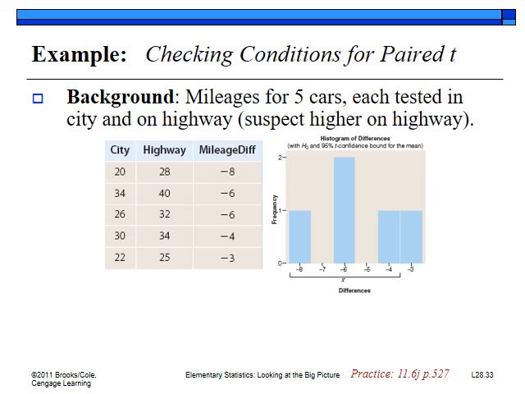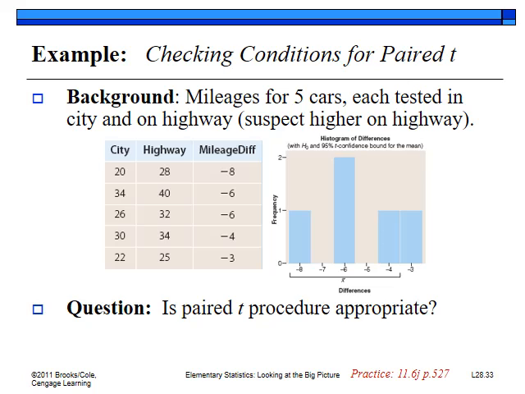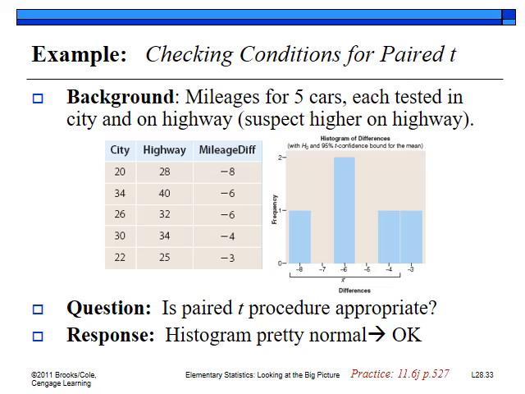Here's another example. Here are the mileages in miles per gallon for 5 cars. One of those is usually reported with 2 numbers, a city number and a highway number. We suspect that cars in general get higher gas mileage on the highway. Is it appropriate to use a paired t procedure? The histogram is more or less normal. There's a peak in the middle and the tails, maybe the right tail is a little bit heavier, but overall it doesn't look too bad.